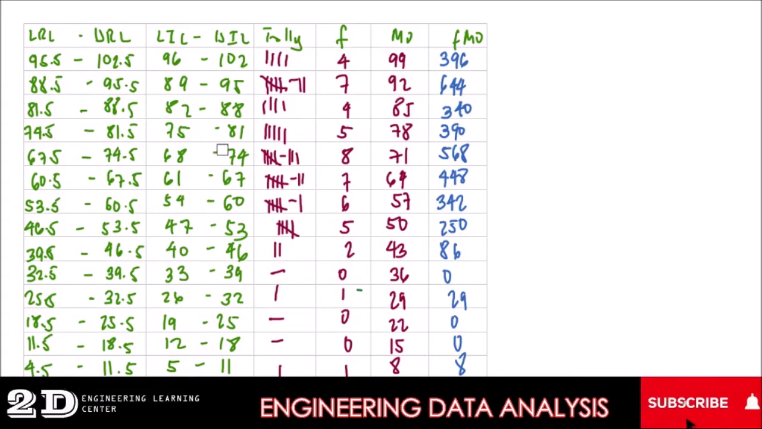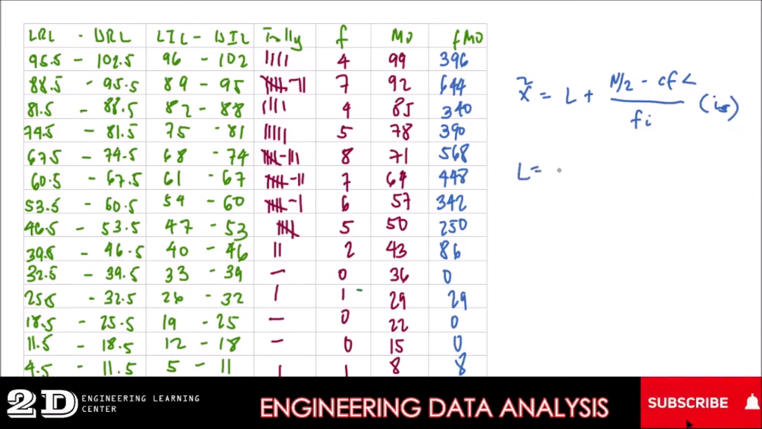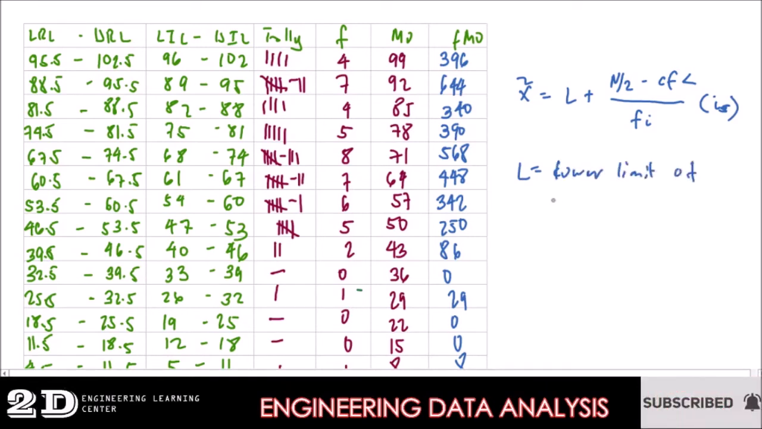So the formula for the median of grouped data is given by L plus N over 2 minus CF less than over the frequency of the interval class times the size of the interval. So we have that one as IS. Okay, so your L is the lower limit of the interval class.